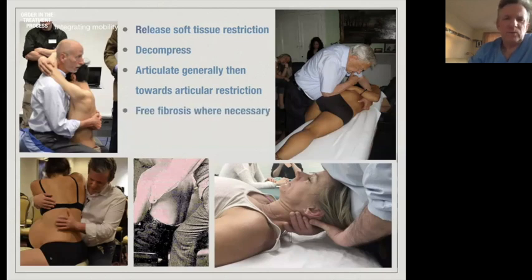From there, if necessary, we free up fibrotic tissues. Now that might be in the way that we use a long lever technique, maybe slowly and deeply. Quite specifically comes to mind where Mr. Wernham, my tutor, would have worked with particularly the left sacroiliac that becomes quite fibrotic alongside the tensor fascia lata and so on, in the inguinal ligament and so on the left side.